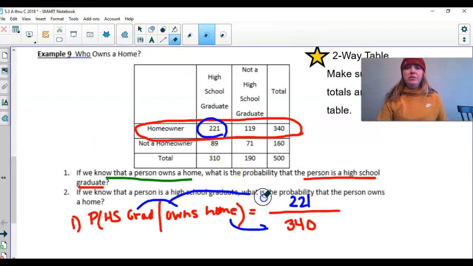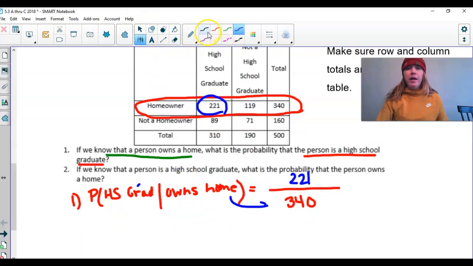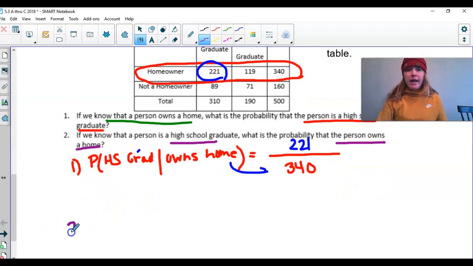Let's look at number 2. If we know that a person is a high school graduate, what is the probability the person owns a home? Now the question is asking, what's the probability they own a home? So that's what goes first. Given now the assumption that has already happened, we know they're a high school graduate.